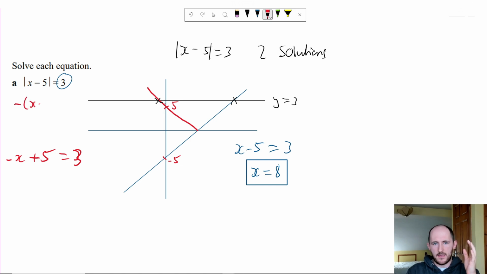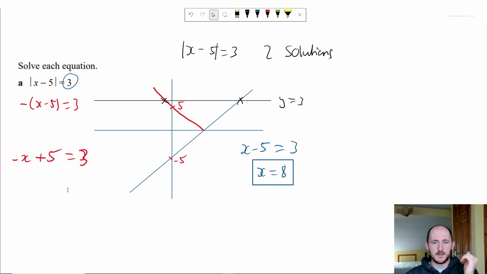It's technically true, but only because when you expand it, you get the actual equation of the line. But anyways, if we solve this, we then get minus x equals minus 2, and therefore x is equal to 2.